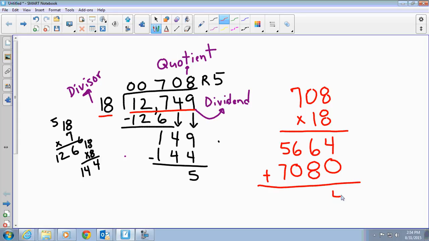Now I just simply need to add this up. 4 plus 0 is 4. 6 plus 8 is 14. Carry the 1. 6 plus 0 is 6, plus 1 is 7. And then finally, 5 plus 7 is 12. I have to make sure I complete my 12 here. Now, this answer that I got, 12,744, should be very close to my dividend if I did things correctly.